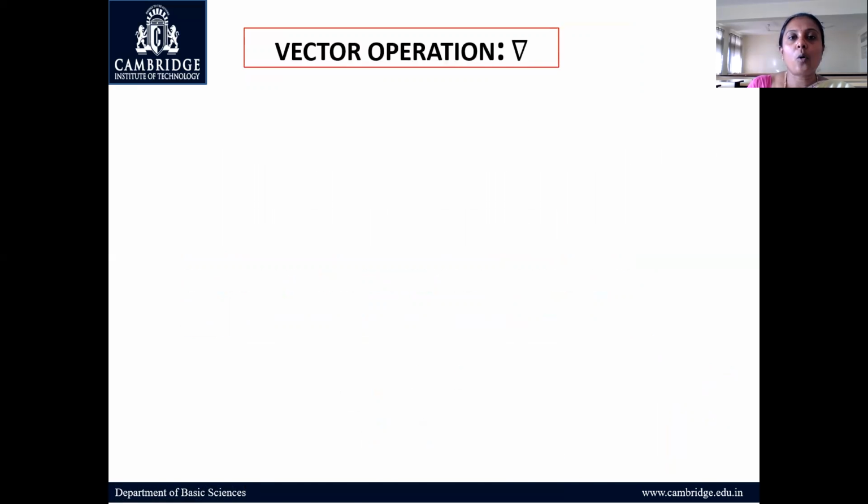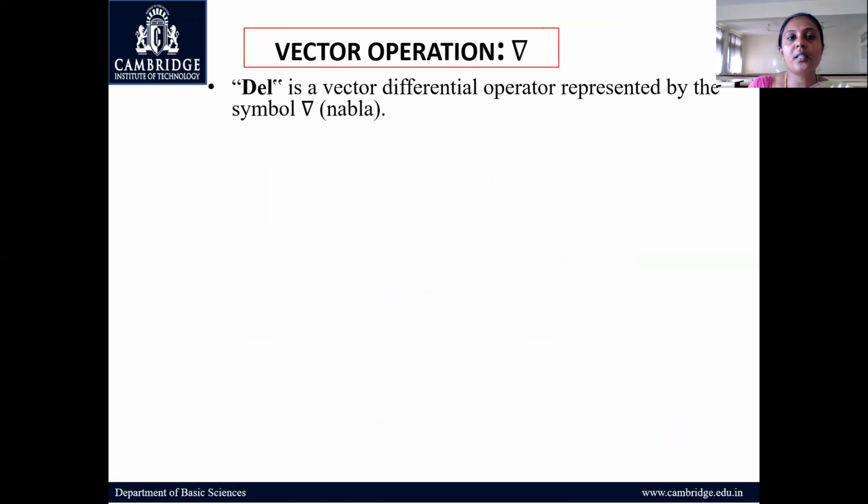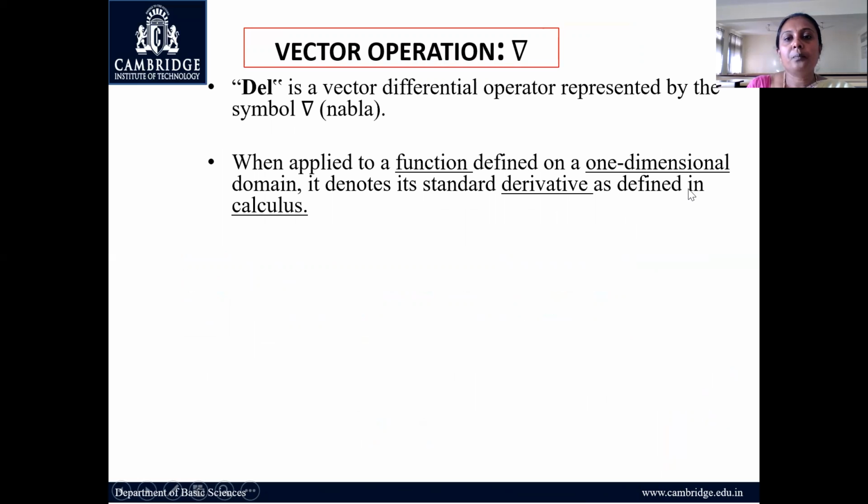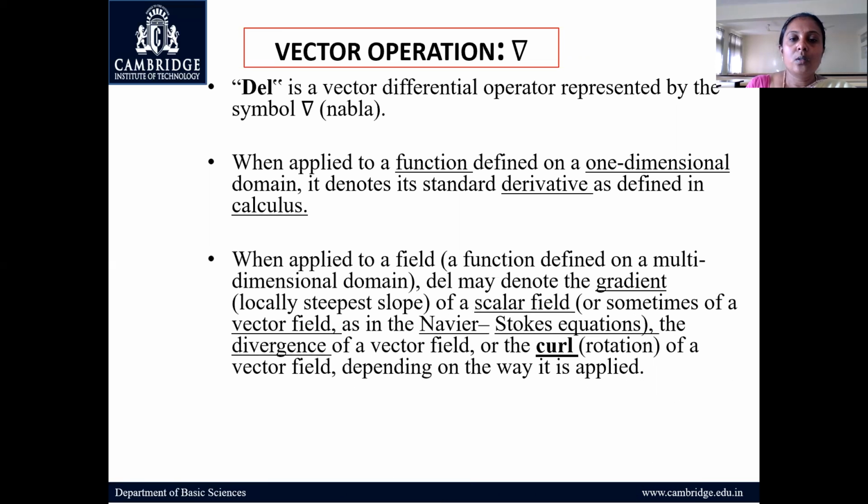And next is vector operation. So what is vector operation? It is denoted by the symbol del. So del is a vector differential operator and it is represented by the symbol lambda. Whenever applied to a function which is defined on a one dimensional domain, it denotes its standard derivatives as defined in calculus. So this is about the vector operation.